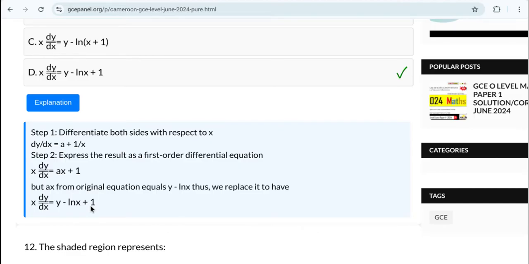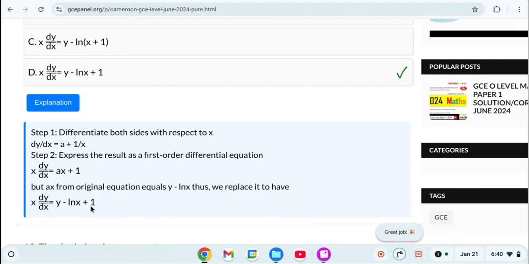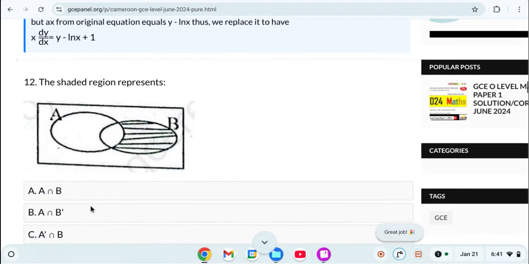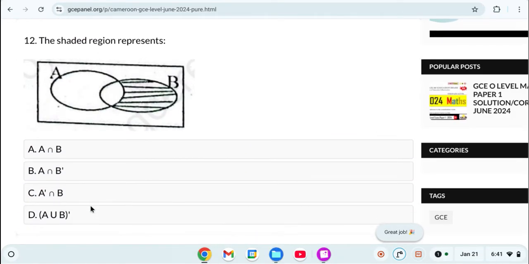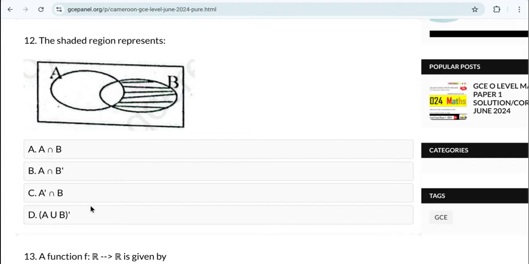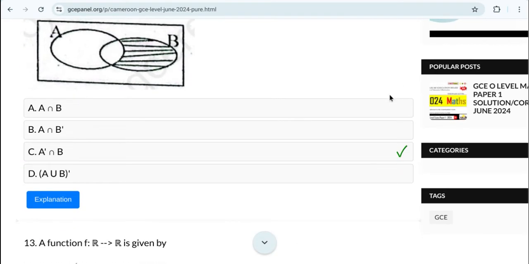That brings us to question 12. The shaded region represents, so for question 12, the shaded region represents B only, right? Or we can say it represents A prime intersection B. That's A complement intersection B. That's C. This one is very clear. Represents A complement intersection B.